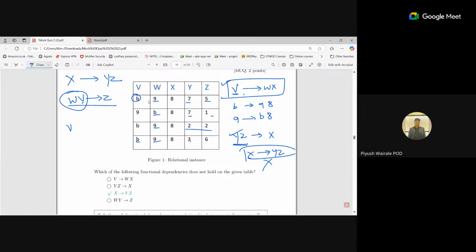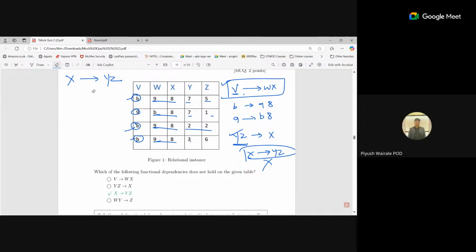So B is determining 9 8. Here also B is determining 9 8. Here also B is determining 9 8, right? So here you can see it is satisfying the condition, right? And here 9 determining B, that is also fine because we don't have any other 9 again, right? Okay, sir. Yes, thank you, sir.